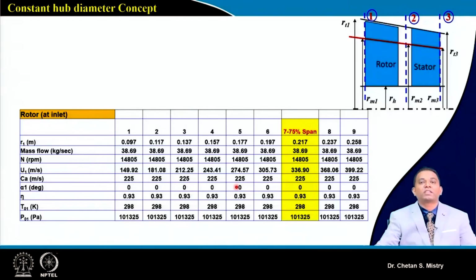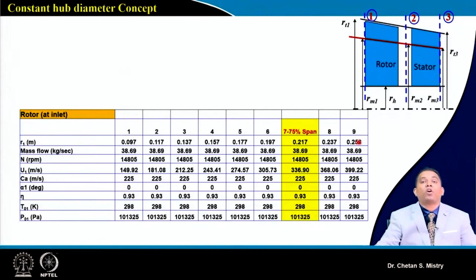Now here in this case, once we know our entry station, we will be dividing it into say 9 stations. So if we configure my radius at the hub, that is 0.097, and at the tip, that is say 0.258. Be careful, we are always looking for R1, R2, and R3. If you recall, we are looking for the calculation of U.